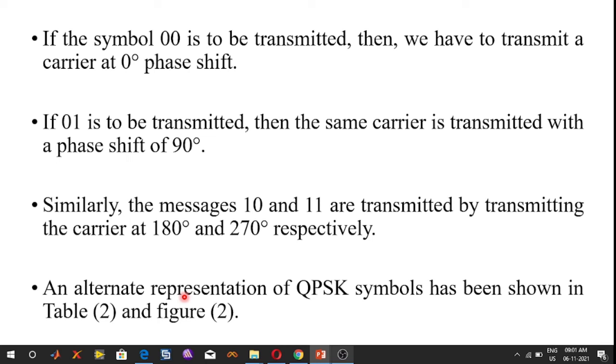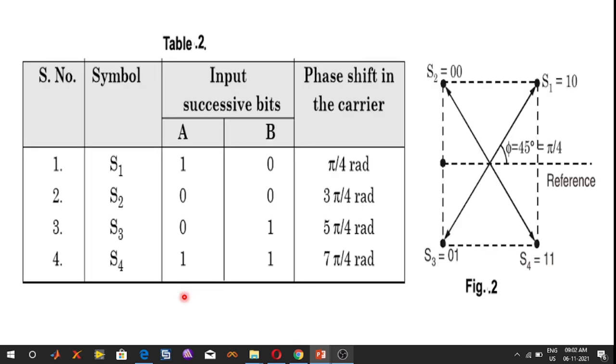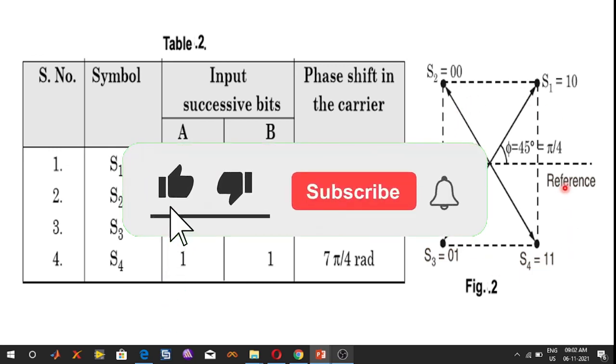The alternate representation of the quadrature phase shift keying symbols is shown in table 2 and figure 2. In this figure, symbol 1 is 1 0, symbol 2 is 0 0, symbol 3 is 0 1, and symbol 4 is 1 1. So this is the alternate representation of quadrature phase shift keying.